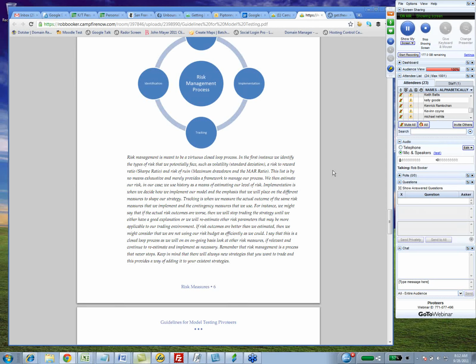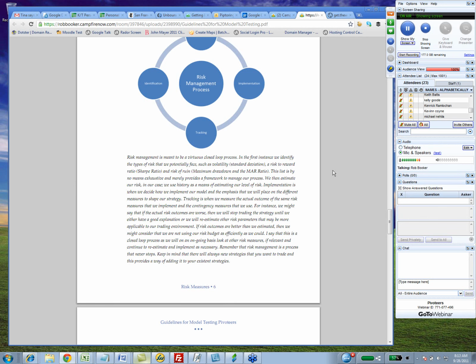Tracking is when we measure the actual outcome of the same risk measures that we implement and the contingency measures that we use. For instance, we might say that if the actual risk outcomes are worse, then we're going to stop trading the strategy until we either have a good explanation or we'll re-estimate other risk parameters that may be more applicable to our trading environment. So if you experience a number of losses in a row that are way outside the standard or something absolutely crazy, you might shut down the model.